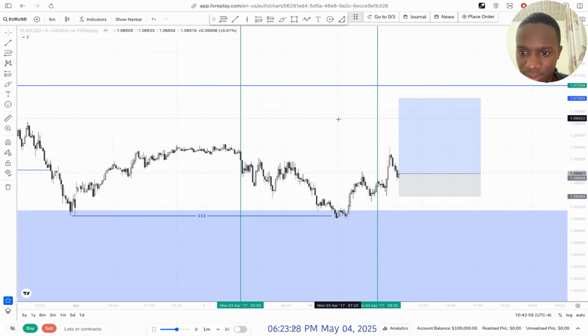So this is at 10. Let's see if this one plays out, but I don't have high confidence in this one because we didn't even reach the midpoint of the order block. I don't know, but let's see how this one plays out.